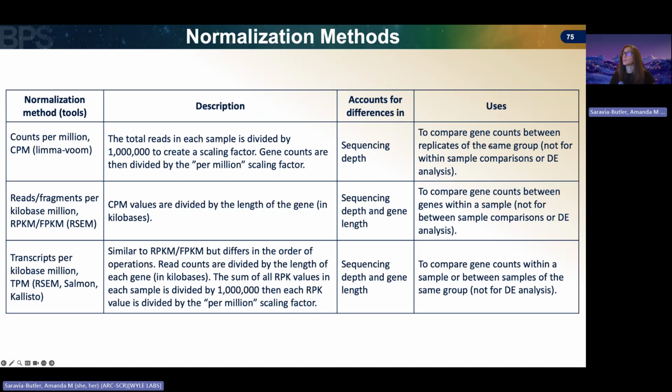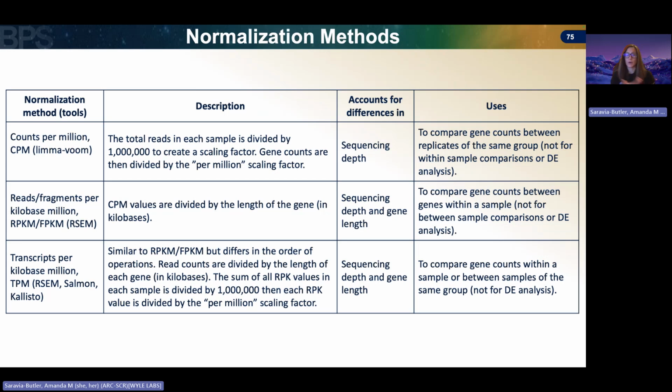So as long as you're in the same group here, you should be okay, but it's not for within sample comparisons or for differential expression analysis. Another normalization tool is reads or fragments per kilobase million, so RPKM or FPKM. RSEM is one tool that'll actually generate this.